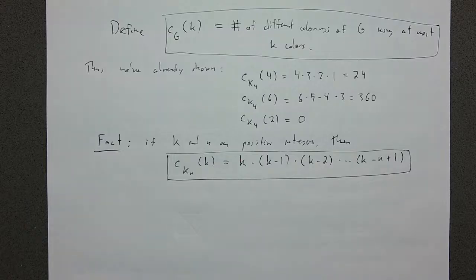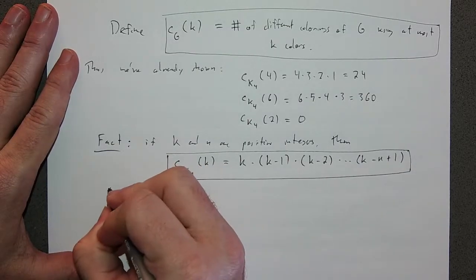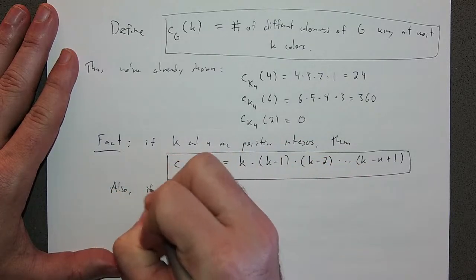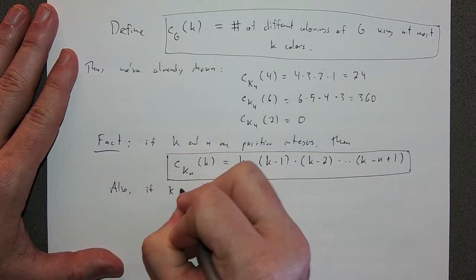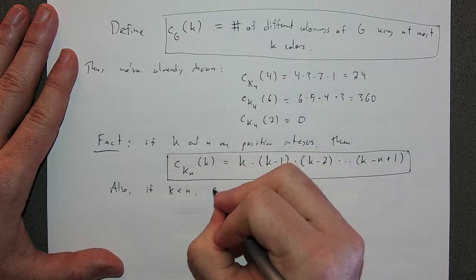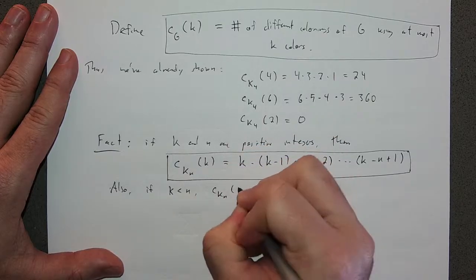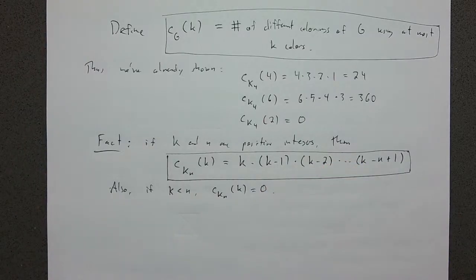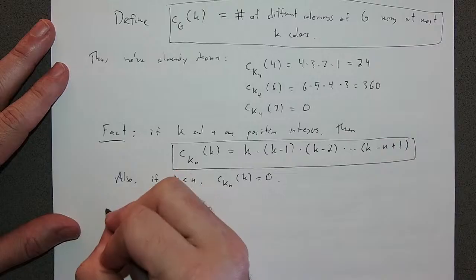And again, you may recognize this expression from elsewhere in your math career. Of course, also if K is less than N, then this number is 0. Also, another fact.